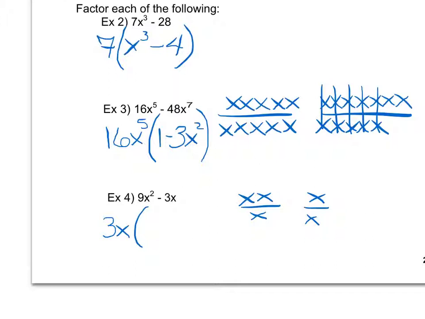Now I ask myself, what is 9x squared divided by 3x? Well, 9 divided by 3 is 3. X squared divided by x is just x. What is minus 3x divided by 3x? Well, anything divided by itself is 1, so minus 3x divided by 3x is just minus 1. That is how we factor with a GCF.